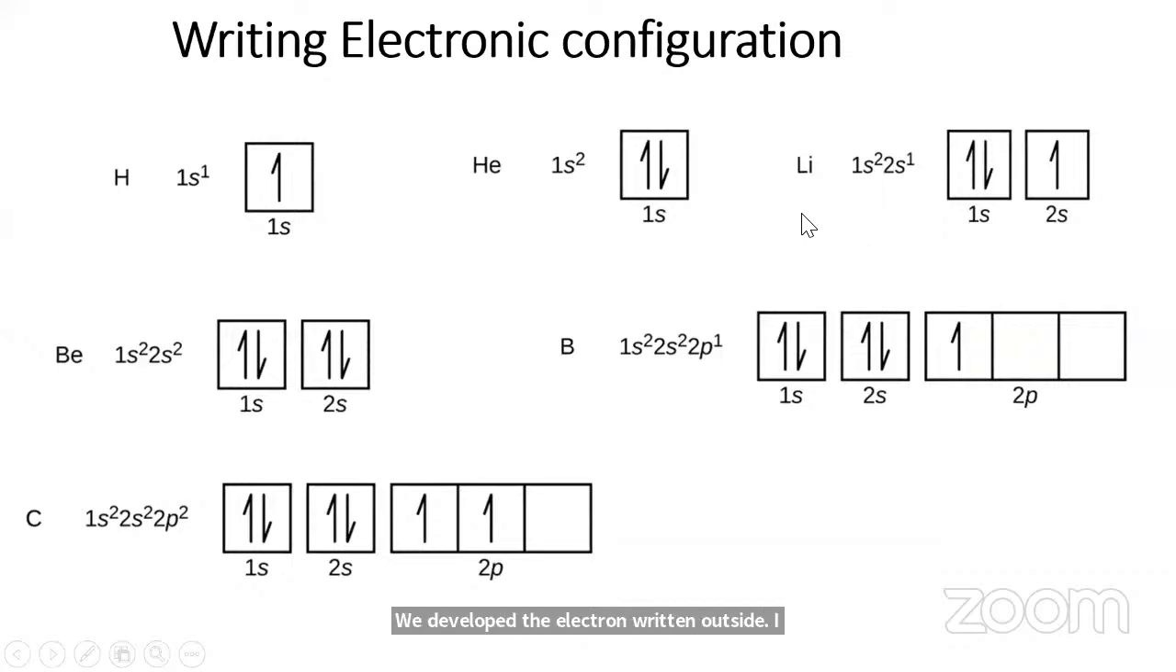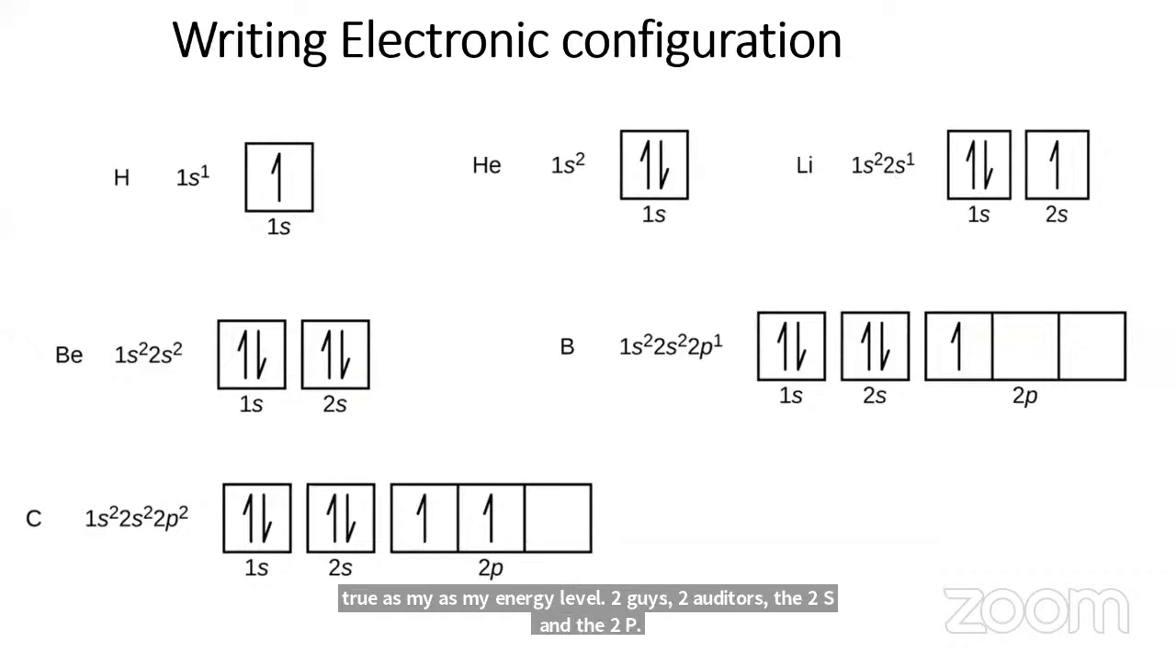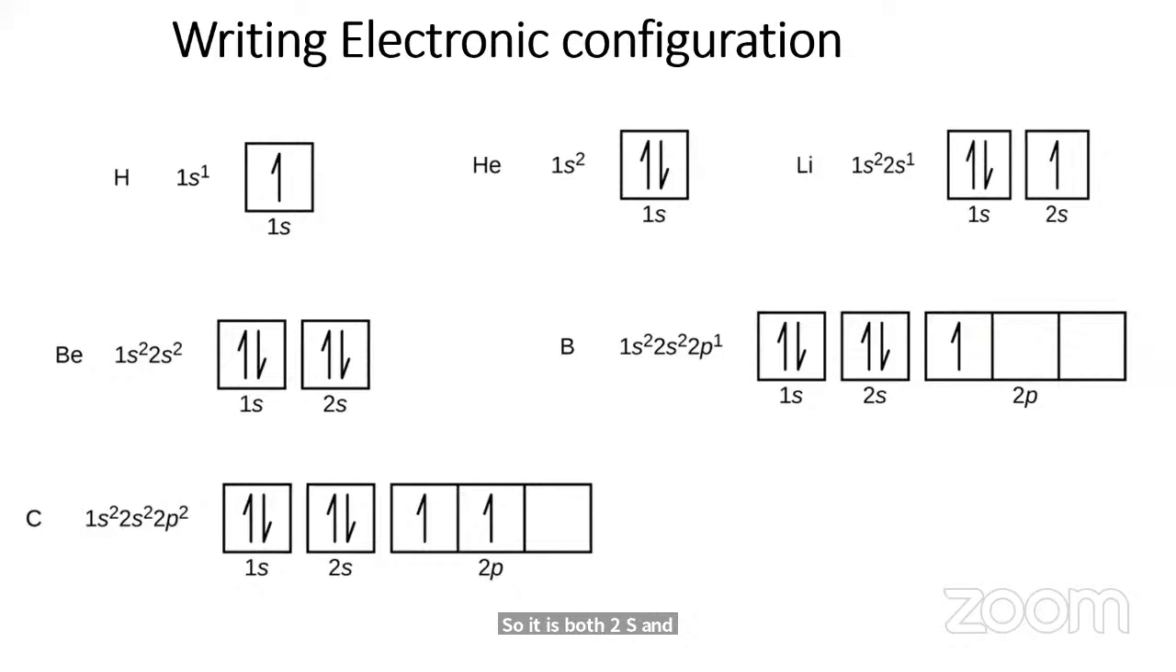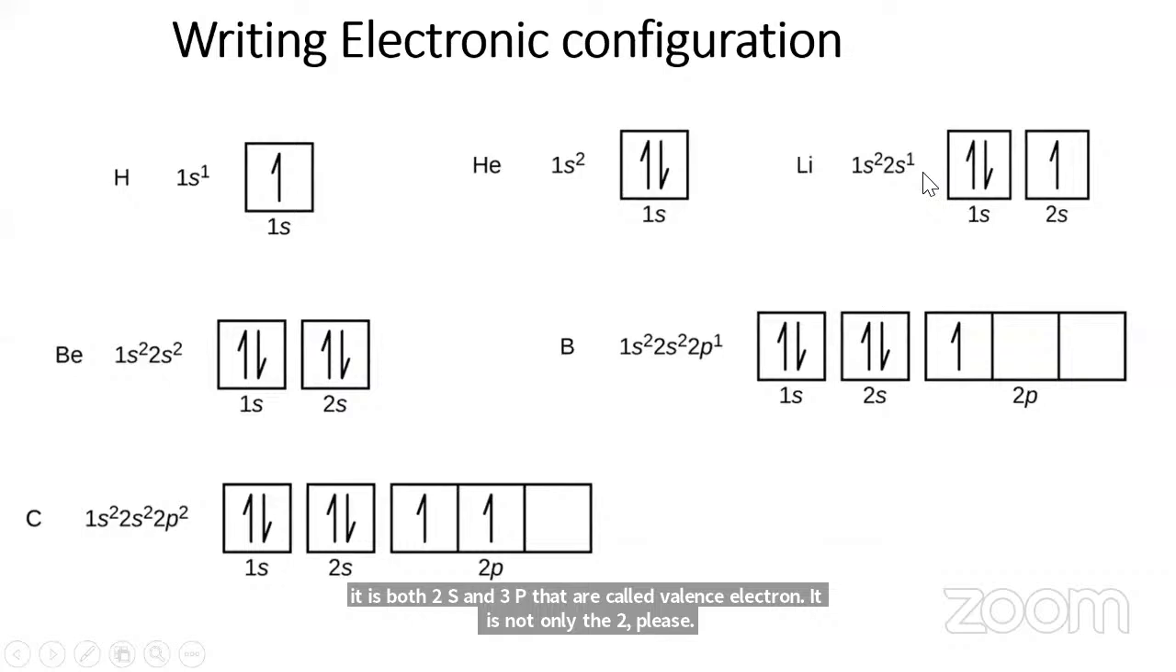And remember, when we talk about valence electrons, we are talking about electrons that are accommodated in that energy level. For example, if I have 2 as my n, that is 2 as my energy level, 2 has 2 orbitals, the 2s and the 2p. So it is both 2s and 2p that are called valence electrons. It is not only the 2p, please. It is both 2s and 2p that are valence electrons.